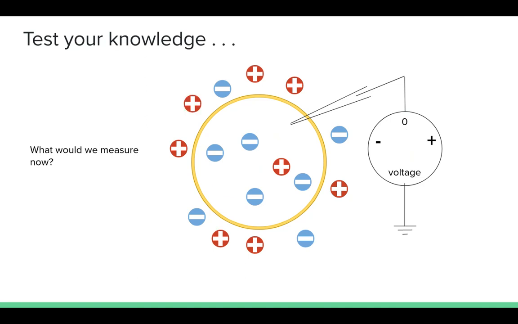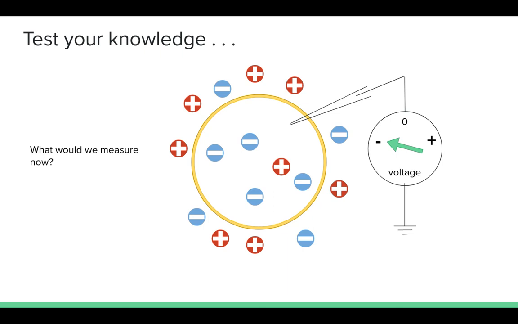Now, let's imagine that we could magically take some of the positive charges from the inside of the cell and place them outside of the cell. What do you imagine we would measure now? Well, hopefully you'd remember that we would measure a net negative voltage, meaning that the inside has a greater accumulation of negative charge compared to the outside. And this is in fact what we see in neurons.